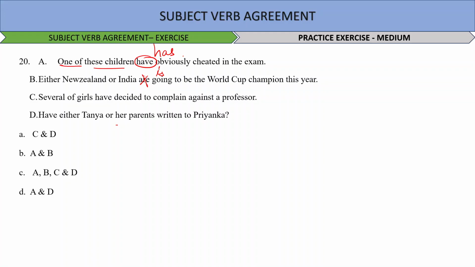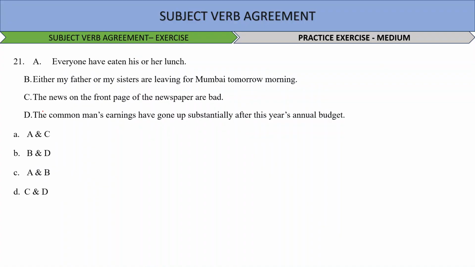Next question. I see the same question here. Okay, next question. Everyone have eaten his or her lunch. See, regularly when you practice and you come across the same kind of questions, the same kind of errors, somewhere it will always have an imprint in your head, and this will help you in answering the questions in the exam.